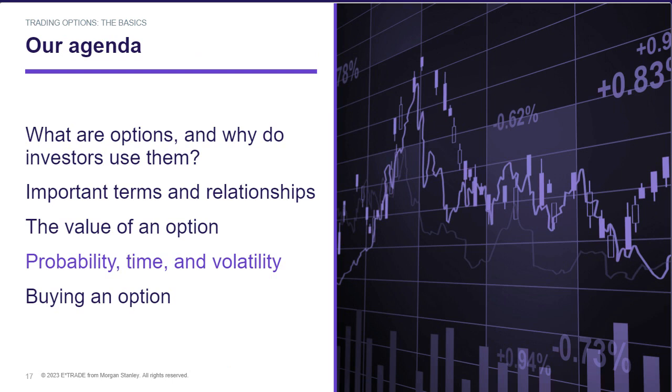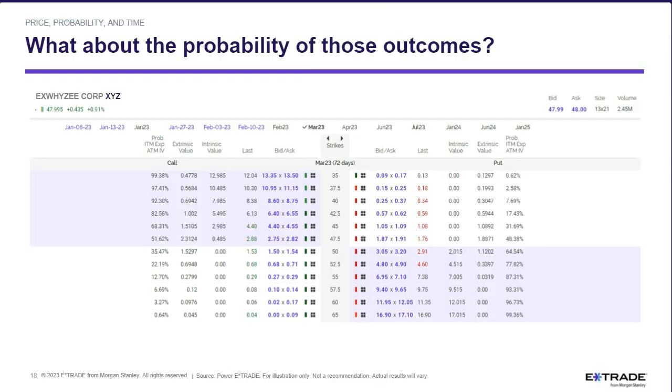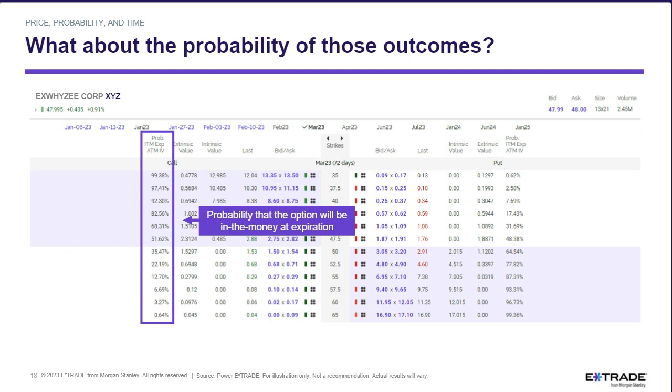All right, so probability, time, and volatility. So one of the aspects with option analysis is that we introduce the notion of probability as an important part of our analysis. And so we have a column in Power E-Trade that is labeled, let me read it literally, prob ITM EXP ATM IV. Okay, what a mouthful, right? It's a simple concept.